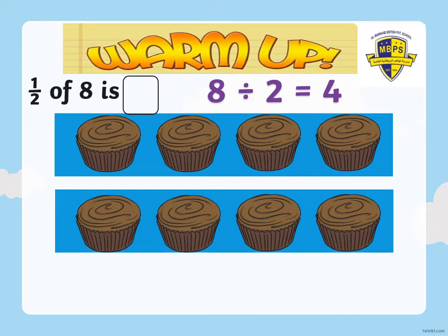Can you think and tell me, if you have to find half of a number, by which number are you going to divide? Very good. To find half of a number, you're going to divide the number by 2. So we are going to divide 8 by 2. If you remember tables of 2, 2 times which number gives us 8? Very good. 2 times 4 is equal to 8. Half of 8 is 4. Very good.